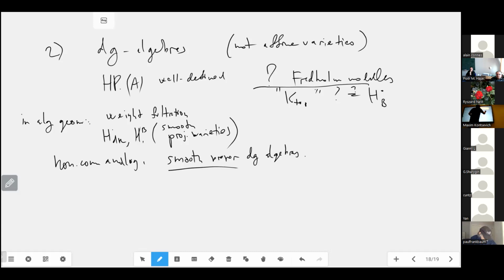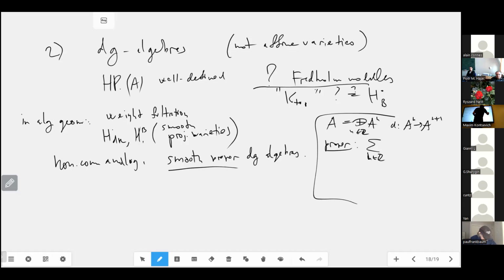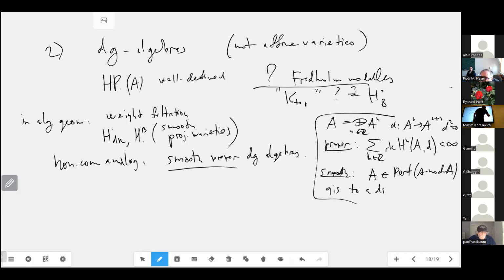I can give you definitions. The definition is very simple. You take some DG algebra, with a differential satisfying the graded Leibniz rule. Proper means that the sum over all integers n of the rank of the nth cohomology group of the algebra with the differential is finite, so you get total finite dimensional cohomology. Smooth means that the algebra is a perfect bimodule in the derived category, so it's quasi-isomorphic to a direct summand of finite extensions of A cross A opposite bimodules with certain shifts, finitely many.